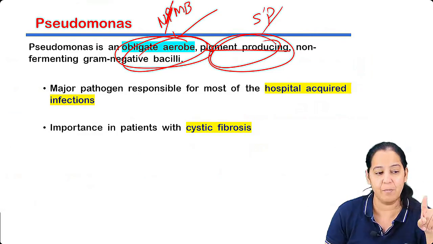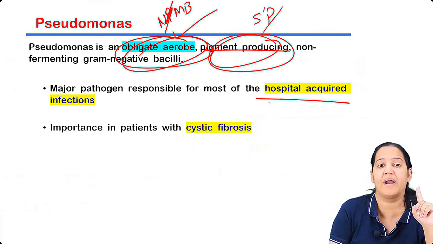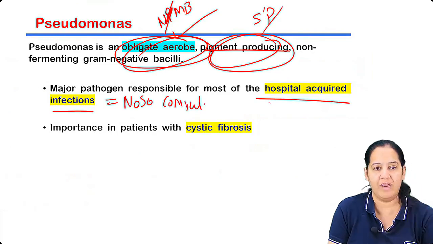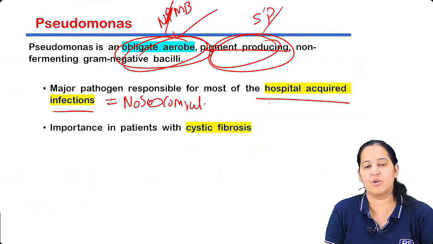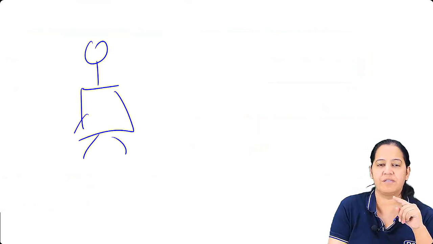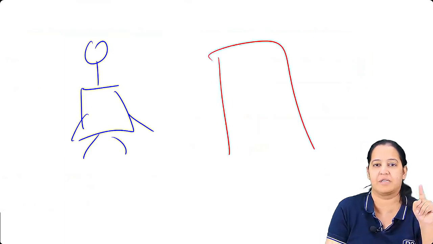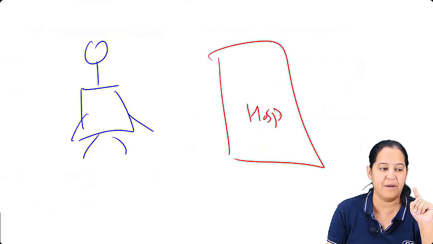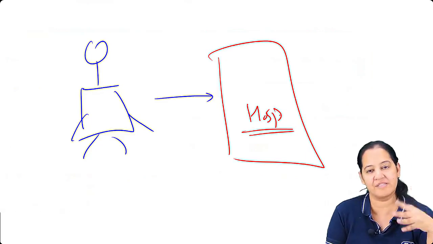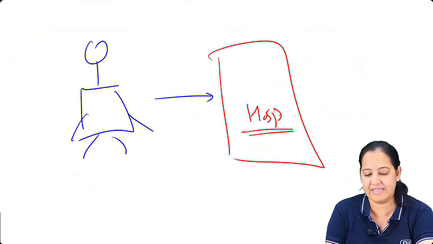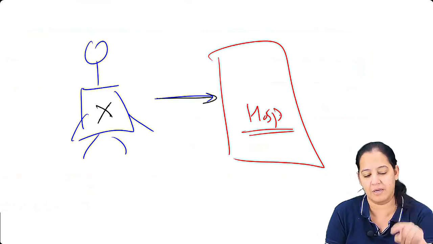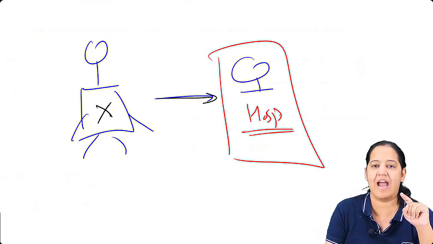It is the most common cause of hospital acquired infection known as nosocomial infection. You know what is nosocomial infection? The infection which occurs in the hospital. Imagine I'm going to hospital with some complaint. You know, hospital is the most contaminated place in this world. I'm going to the hospital with some disease, a disease X, because of which I'm entering the hospital. So I got admitted in the hospital.